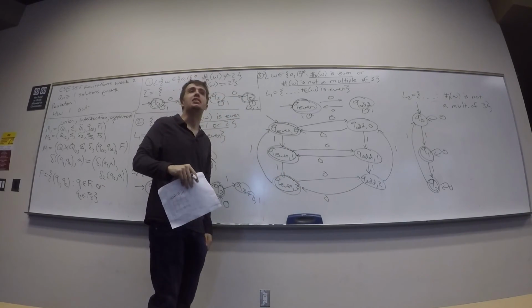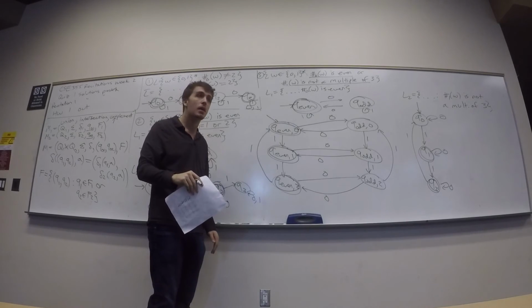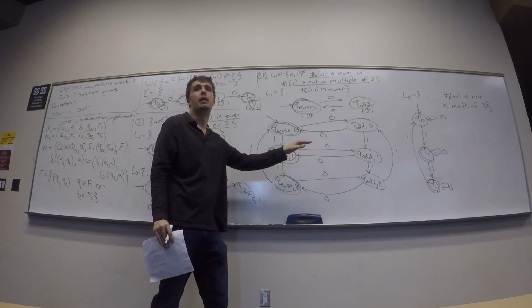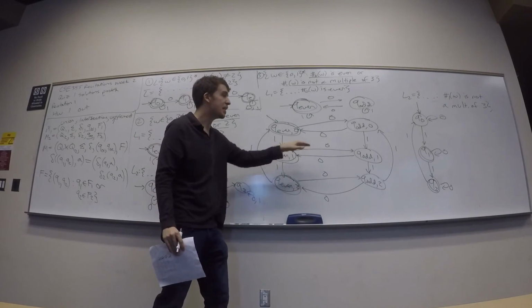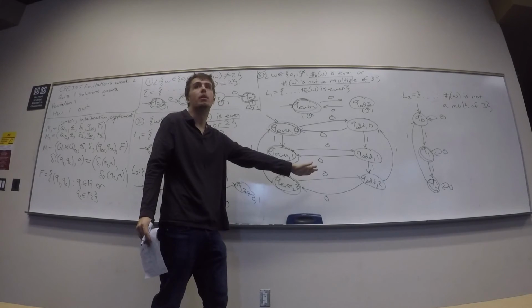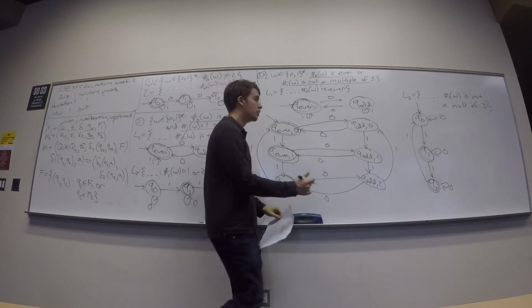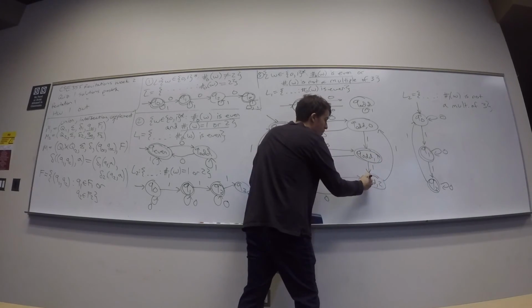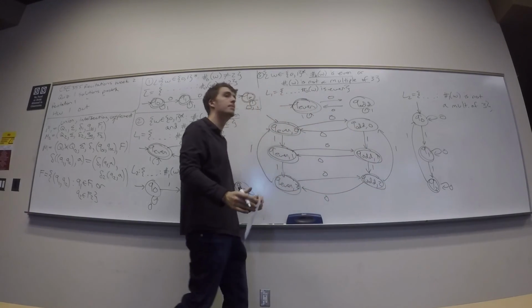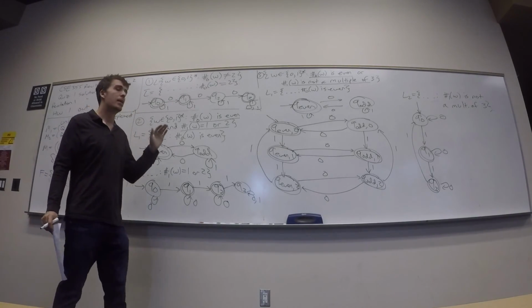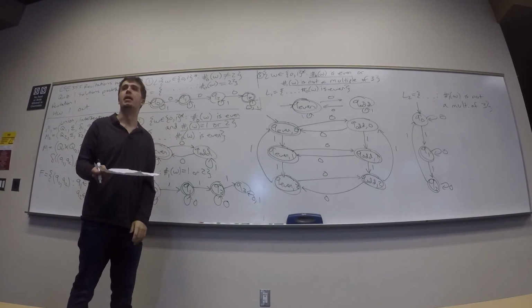But are any other states going to be final? Yeah, anything with 1 as the second coordinate is going to be a final state, as well as anything with 2 in the subscript. So this one's going to be a final state, and this one's going to be a final state. Okay? Any questions on how I was able to do that?